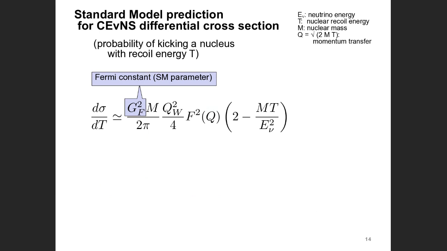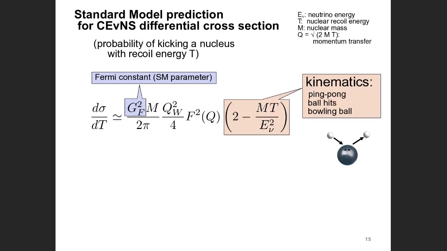Okay, so here is the standard model prediction for the differential cross-section for sevens. And this is basically the probability, if you have an interaction, that you are going to kick the nucleus with recoil energy T. And the normalization gives you the absolute probability for doing that. And so let's look at inside this expression here, and this G_F here is the Fermi constant. This is a standard model parameter that really tells you what the scale of this interaction is. It's a weak standard model interaction.